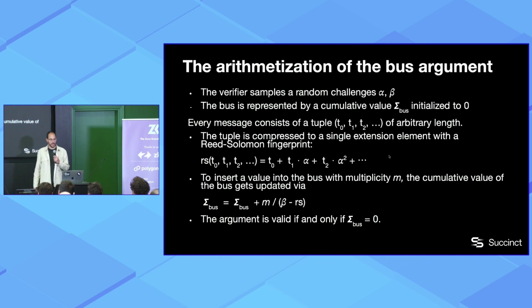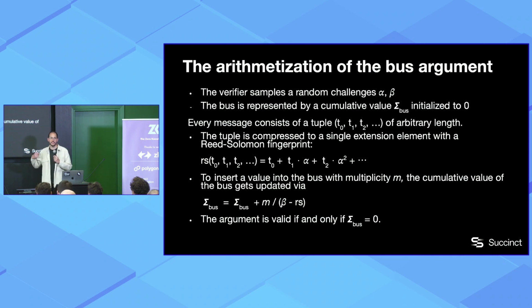Because all these denominators are unique, this is basically the idea of lookup. I can use any multiplicity here, and it's really cheap to change the multiplicity. Each value here is unique, so the argument will only be valid with overwhelming probability if all the multiplicities match up to 0, or if and only if this sigma bus is 0. So this is what we want to split.